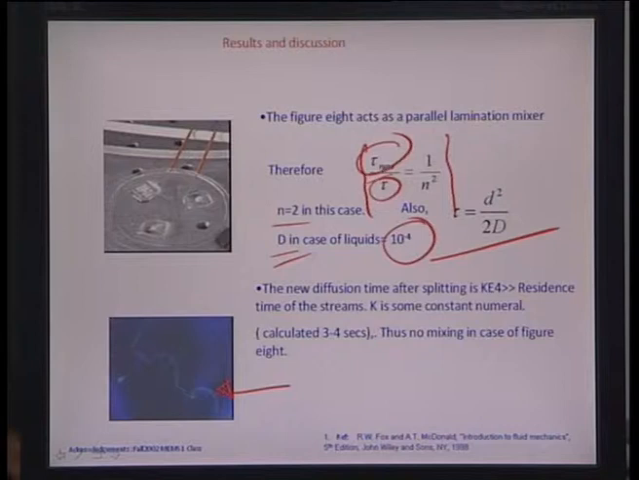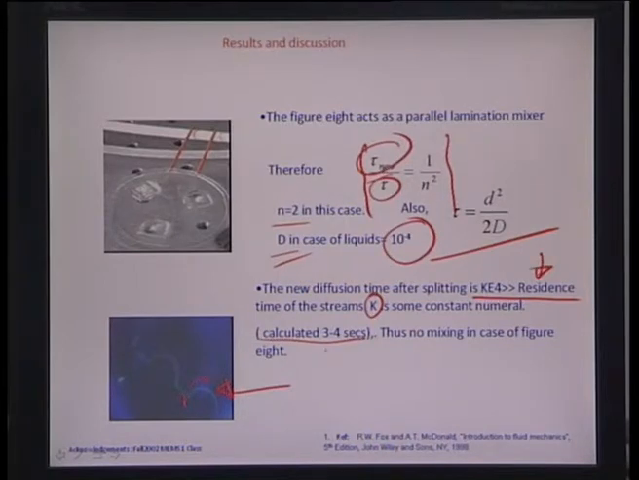So if you see here, this kind of illustrates how these fluorescent dyes would behave with water. You can see there is some portion of the dye, a stream of dye, which actually goes in here in the second illustration, and similarly we find that there is a component of water which goes in this second illustration here. The new diffusion time after splitting is about some numerical constant k times about 10 to the power of 4 seconds, okay. In this particular case it is much, much greater than the residence time of the two streams. K has been calculated to be about 3 to 4 seconds in our particular case.